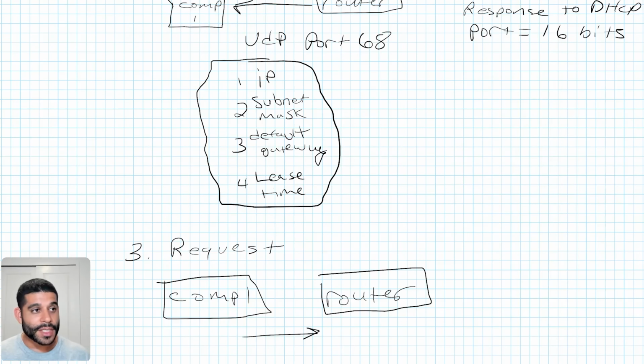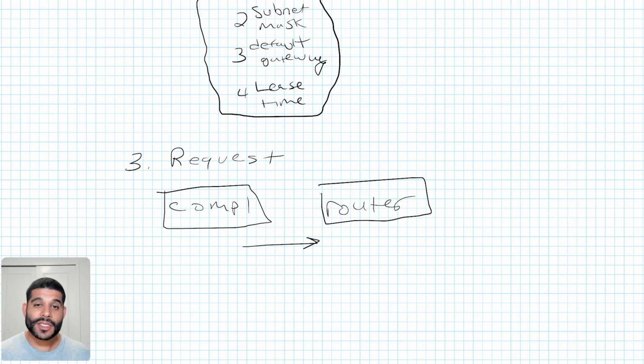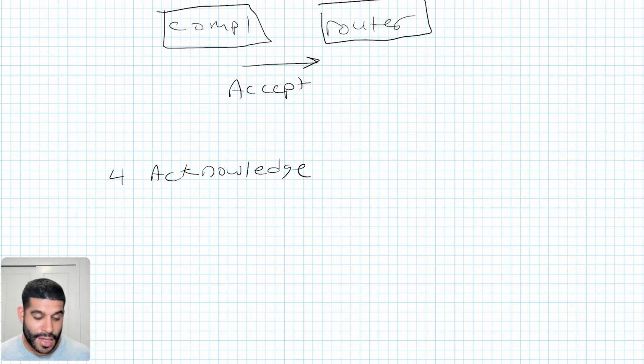And if you're asking, why is it requesting that specific IP address? Well, remember, in step 2, you could have received multiple responses to that message. So essentially, you could have received multiple IP addresses with a subnet mask, a default gateway, and a lease time. So in step 3, you send a message back to the router saying, hey, I accept one of those particular messages that you sent. Once that happens, we then go into stage 4. So step 4 is the acknowledge stage.